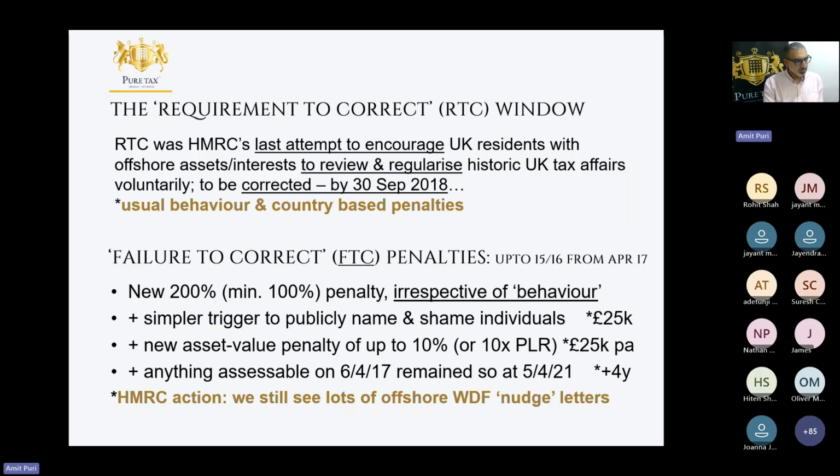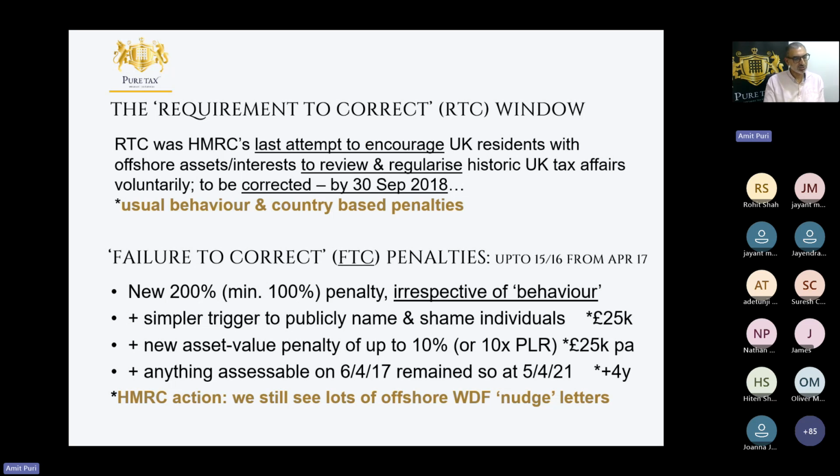I'm not going to talk about the requirement to correct window anymore because it's not important, but what people should remember is as soon as that window closed and people hadn't made disclosures by the 30th of September 2018, that's when the new penalties, which do apply now, called failure to correct, started.